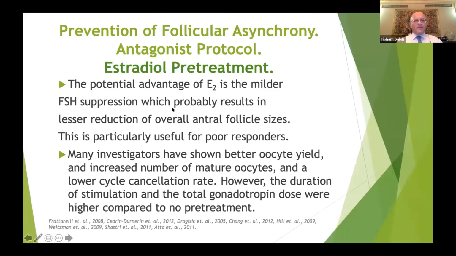A potential advantage of estradiol is the milder FSH suppression, which probably results in lesser reduction in overall antral follicle sizes. This is particularly useful in poor responders. Many investigators have shown better oocyte yield, an increased number of mature oocytes, and a lower cycle cancellation rate. However, the duration of stimulation and total gonadotropin dose were higher compared to no pretreatment.